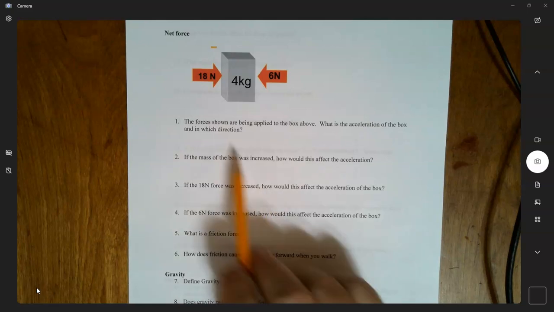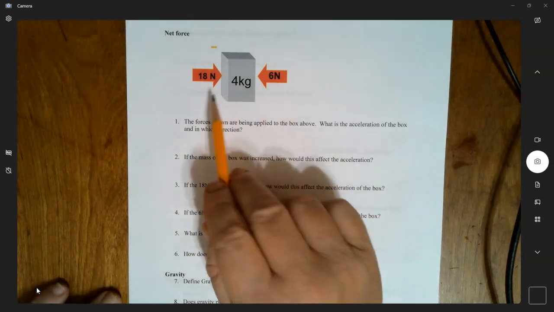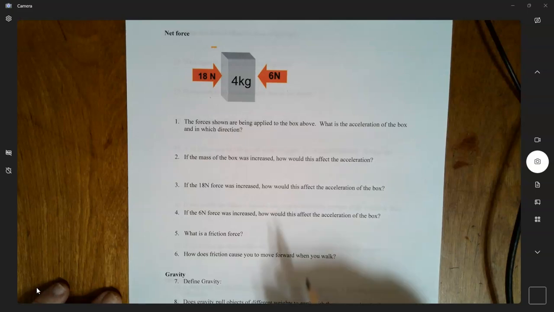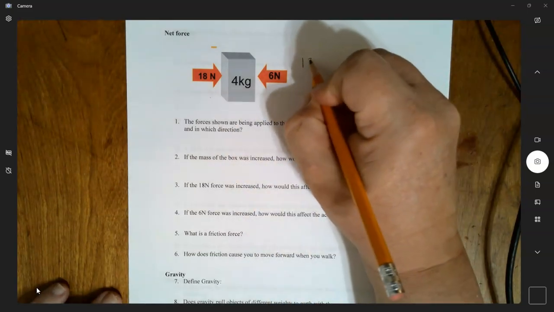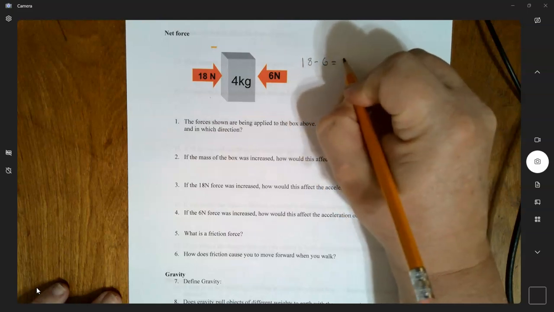Okay, here we go. Here the force is shown being applied. What is the acceleration of the box? So you've got the first two steps to this. You've got to get the net force, which is 18 minus 6, because they're opposing each other, equals 12 newtons.